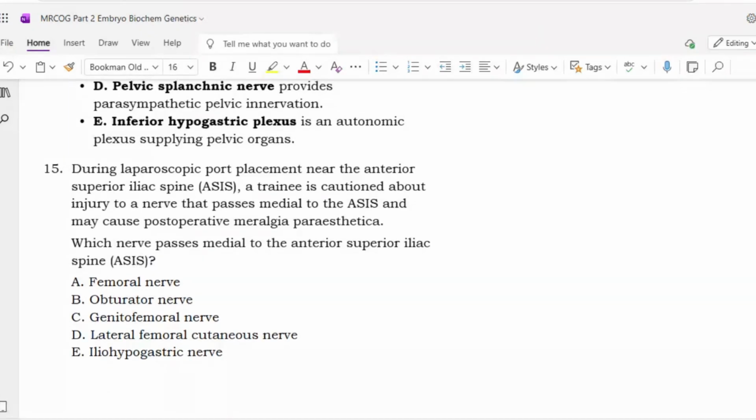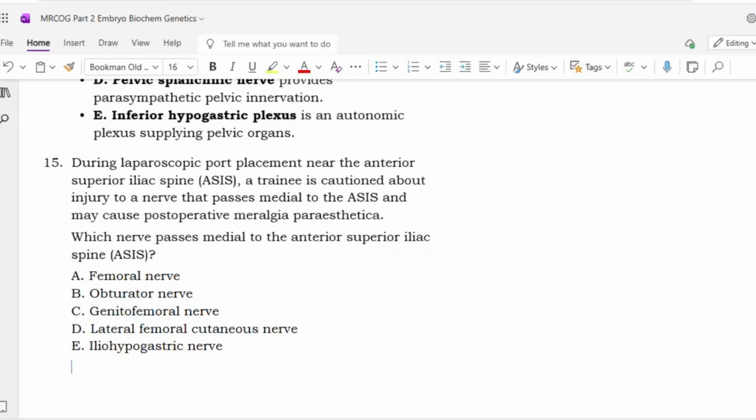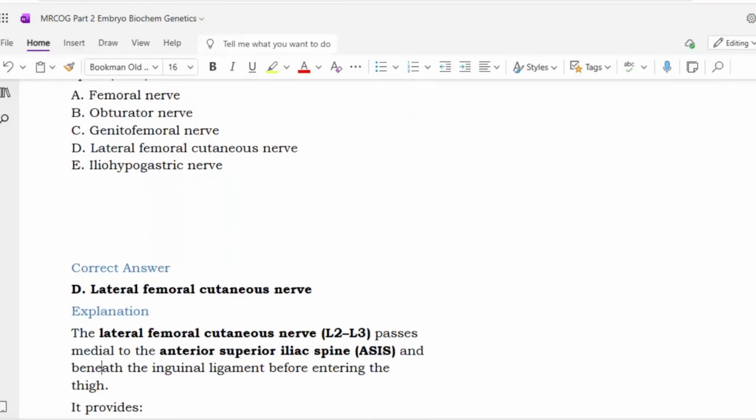During laparoscopic port placement near the ASIS, a trainee is cautioned about injury to the nerve that passes medial to the anterior superior iliac spine and causes post-operative meralgia paresthetica. Which nerve passes medial to the ASIS? Femoral nerve, obturator nerve, genitofemoral nerve, lateral femoral cutaneous nerve, iliohypogastric nerve. Sir, option D, lateral femoral cutaneous nerve, or lateral cutaneous nerve of the thigh.